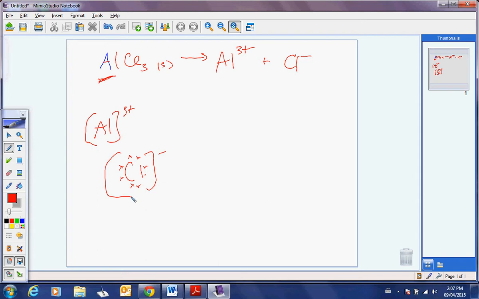How many Cl's do I need? I need 3 of these, right? How many Cl's do I get if all these break apart? I get 1 Al 3+ and I get 3 Cl minuses. You see that? So this is what you did in the bonding unit. And now I'm asking you to write it in a nice straight line. It's the same thing, just looks different though. Same understanding though, just differently communicated.